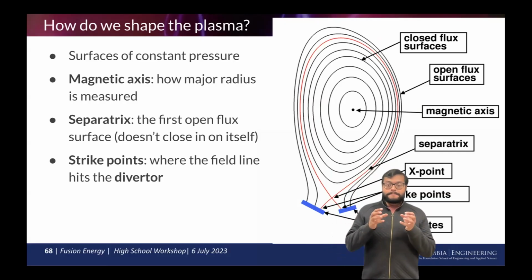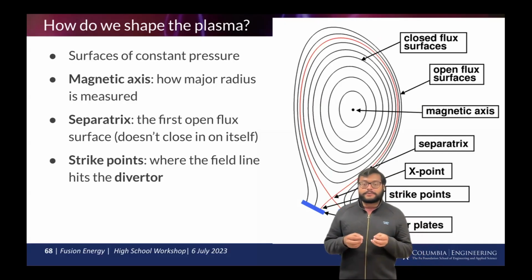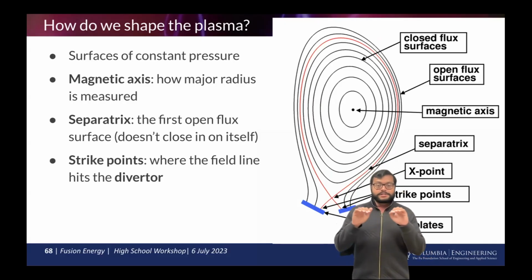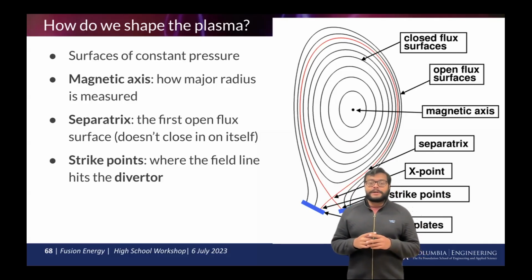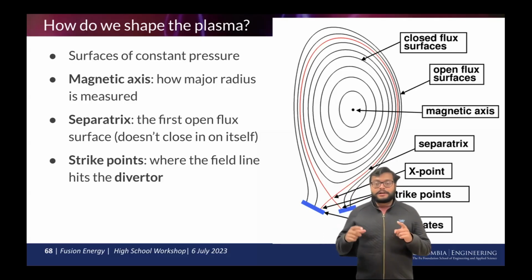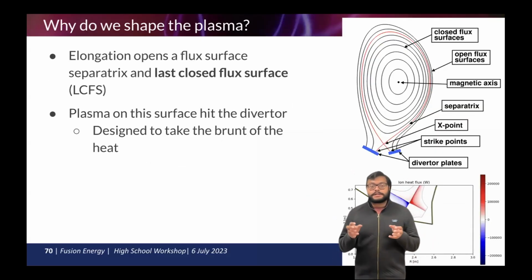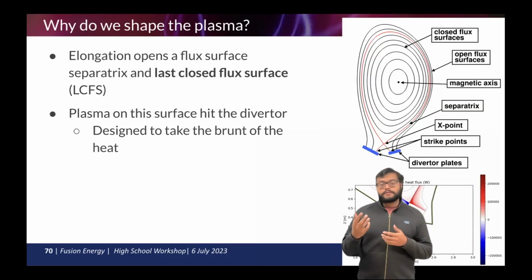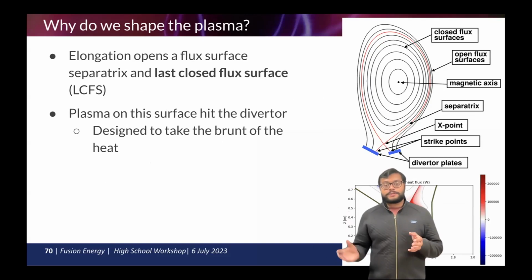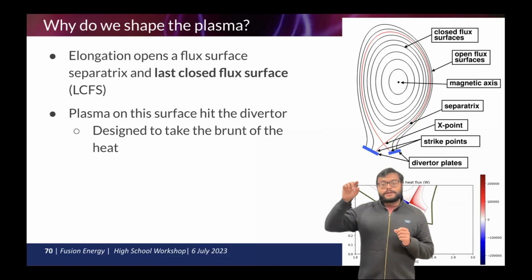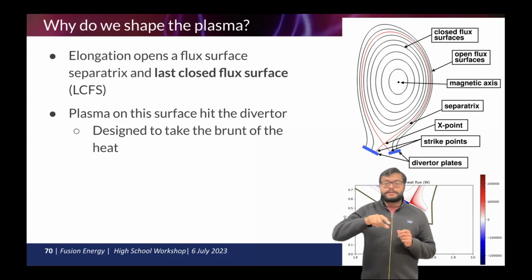And the special part of the separatrix is if we look towards the bottom, you'll see this X point. And the blue section is our divertor. And so the X point exists so that particles end up going into the divertor. And so these particles are essentially the fusion-born particles, like the alpha particles that we want to exhaust out of our plasma. And so we have this X point at the bottom so that particles exhaust into the divertor.